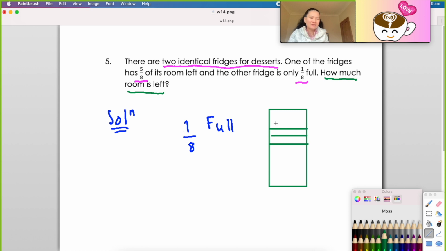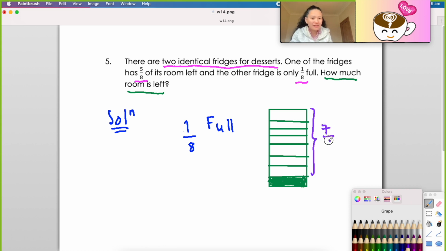Grace, will you write down with me? 8 portions. When they said 1/8 full, for example, they fill something in here is full. You need to understand straight away that 1/8 full means 7 out of 8 have space. Room left.